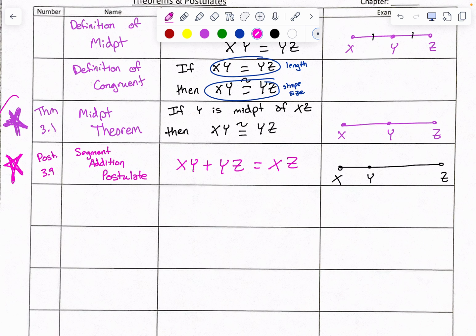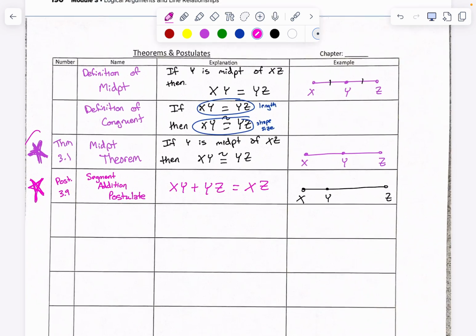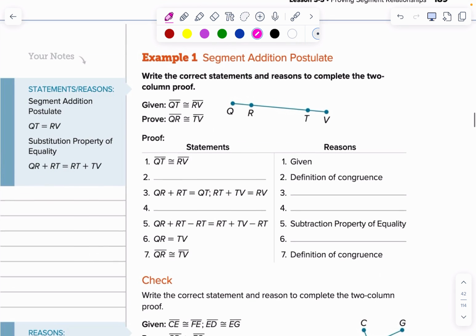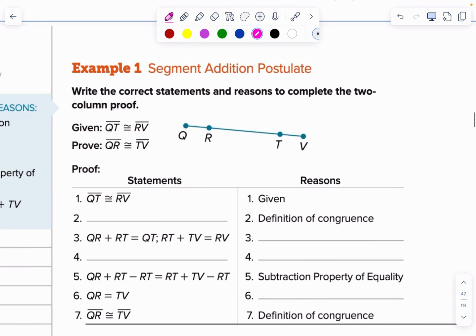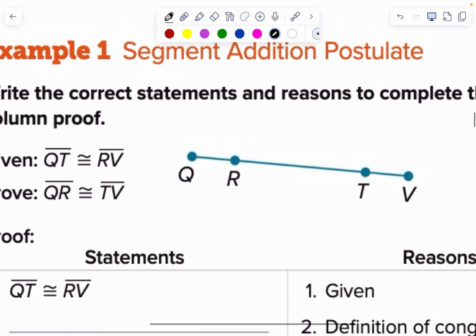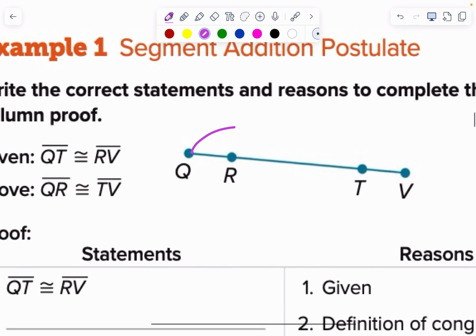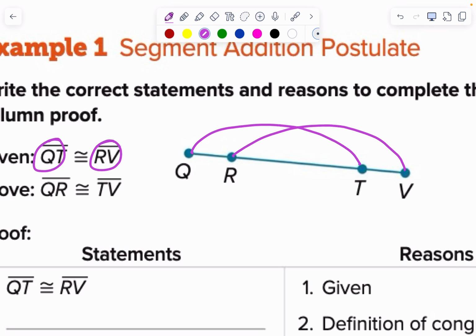Okay, good. We ready? All right, so let's go to example 1, segment addition postulate. Here is what we've got going on here. I'm going to go through the given and the proof so we can understand what we're trying to do here. They are telling me that QT, this guy right here, and RV, this guy right here, those 2 little purple pieces, are the same, right?